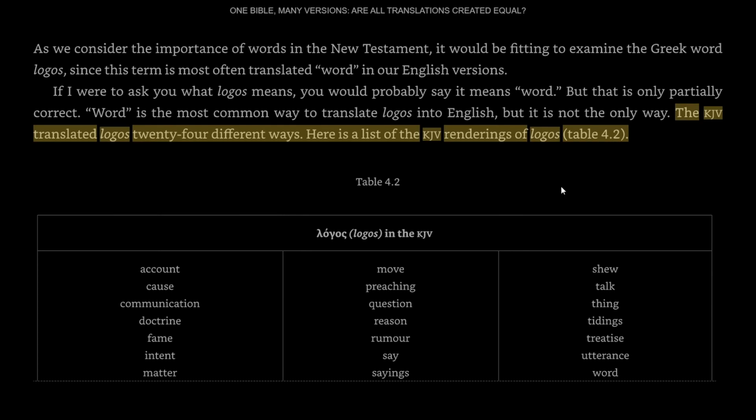And this really shows you how a term in one language does not perfectly correlate with a term in another language. So the term logos in the King James Version, you see here various ways that the term is translated. It can mean account, cause, communication, doctrine, so on and so forth. A lot of different definitions here or translations of this one word, logos.